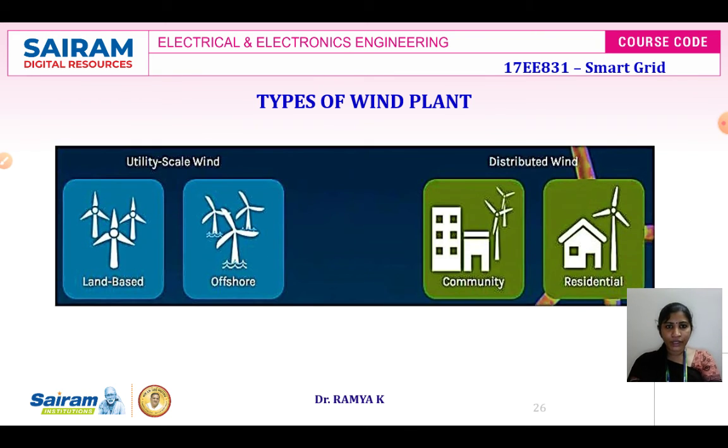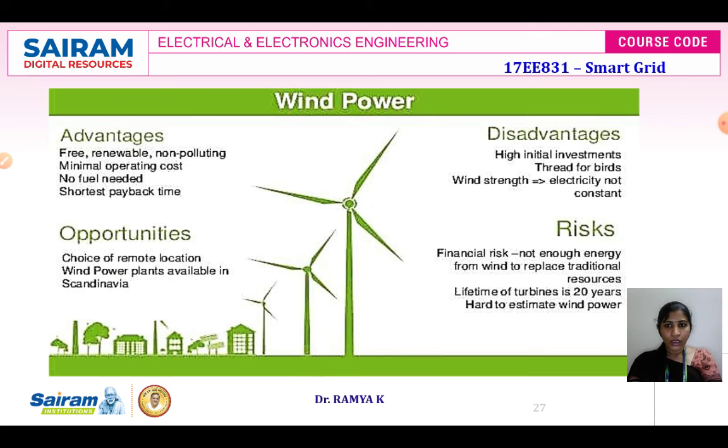Types of wind plant. There are two types of wind plant. One is your utility scale wind plant and another one is your distributed wind plant. The utility scale wind plant is mainly meant for land based and offshore based, whereas the distributed wind power plant is mainly for community and residential purpose. Certain advantages and disadvantages and the different opportunities available under wind plant are shown over here.